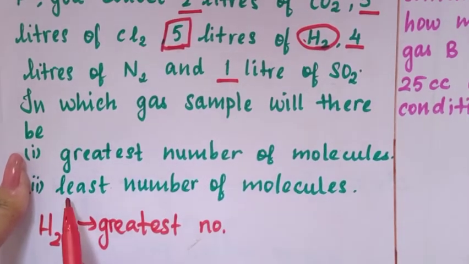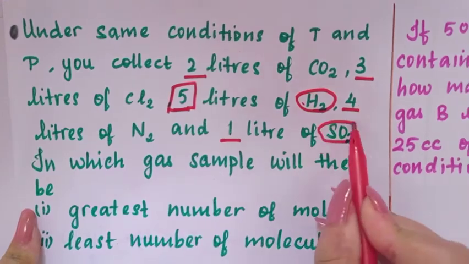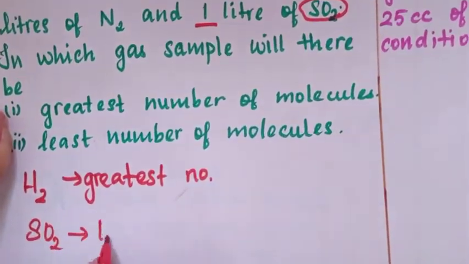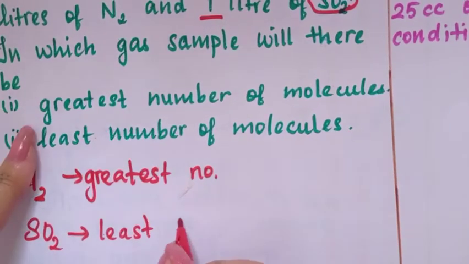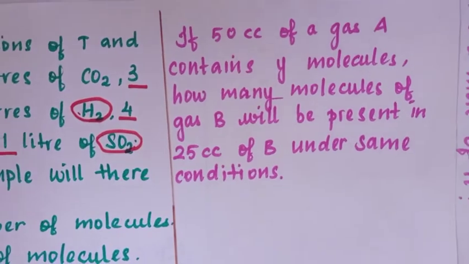Next, which will have the least number of molecules? Which is less? 1. So, sulfur dioxide. Sulfur dioxide will have the least number of molecules. That's it. Now see the second sum.